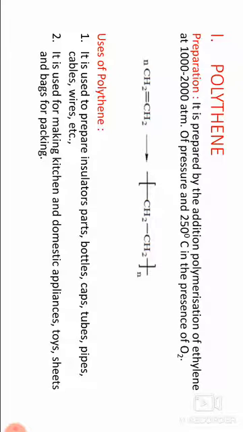Uses of polythene. It is used to prepare insulators, parts, bottles, caps, tubes, pipes, cables, wires, etc. It is used for making kitchen and domestic appliances, toys, sheets, and bags for packing. These are the uses of polythene.